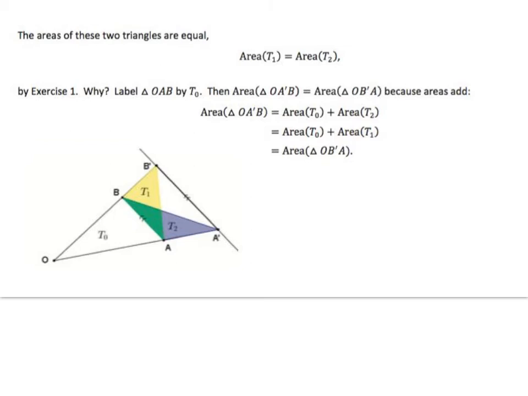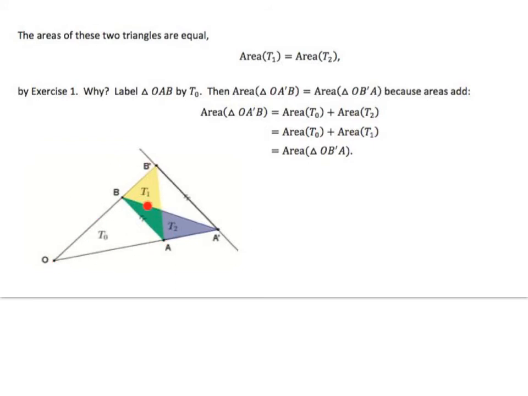So let's label triangle OAB, triangle 0. So the area of OA prime B, which is triangle 0 plus triangle 2, is equal to area OB prime A, which is triangle 0 plus triangle 1. So the area of OA prime B is triangle 0 plus triangle 2, but triangle 2 and triangle 1 are equal, so that's the area of triangle 0 plus triangle 1. So OA prime B is equal to OB prime A.